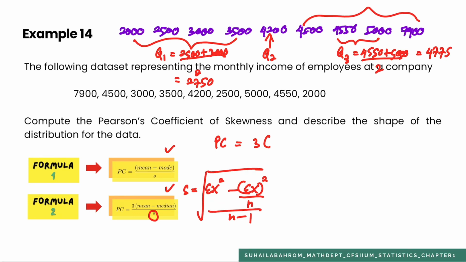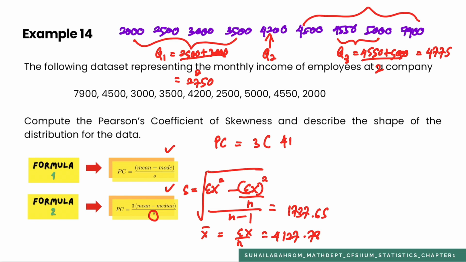From this calculation, you will get the value of the standard deviation equal to 1737.65. In the formula of the Pearson coefficient, we also need the mean value. So the mean is equivalent to the summation of x divided by n. So from the calculation, you will get the mean equivalent to 4127.78. So we have everything here.